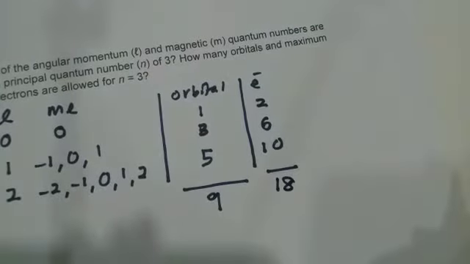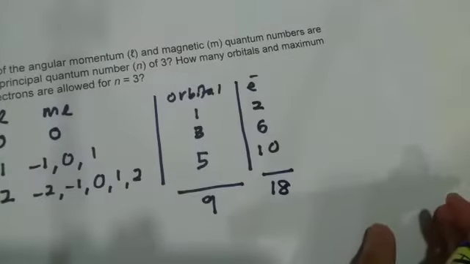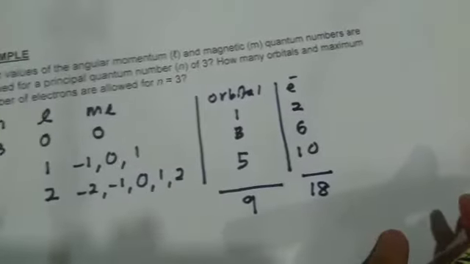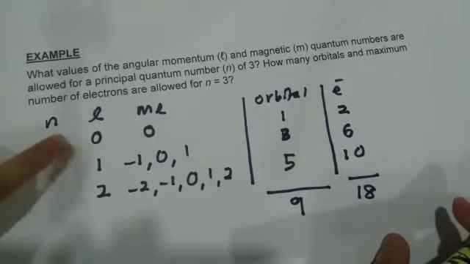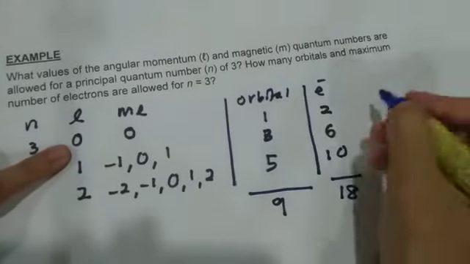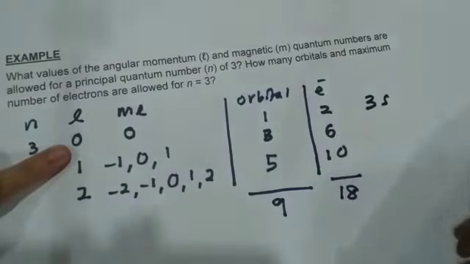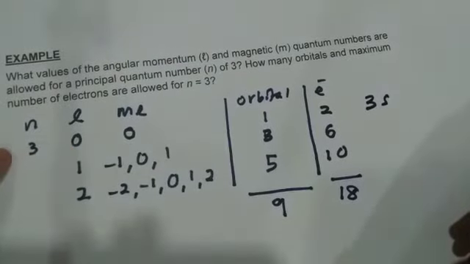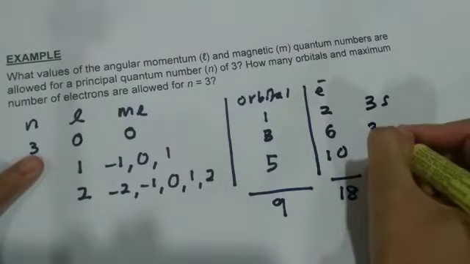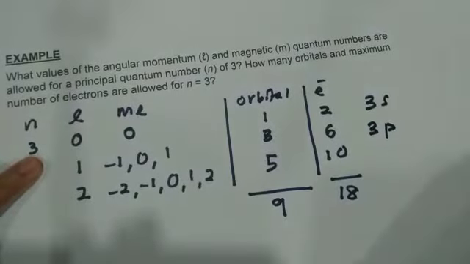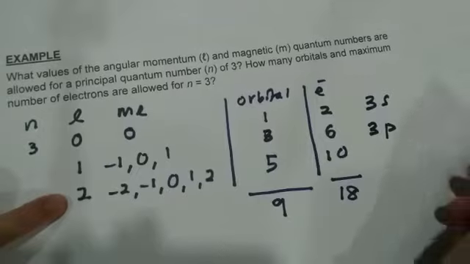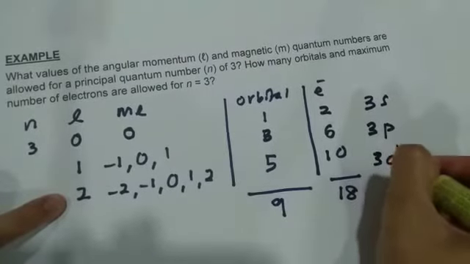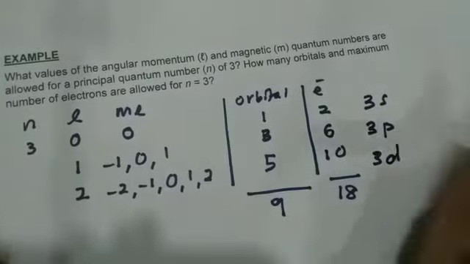If you need to write the types of orbital: for n is 3, l is 0 means an s orbital, so 3s. For l is 1, it is a 3p orbital. For l is 2, it is a 3d orbital. Let's proceed to the next question.